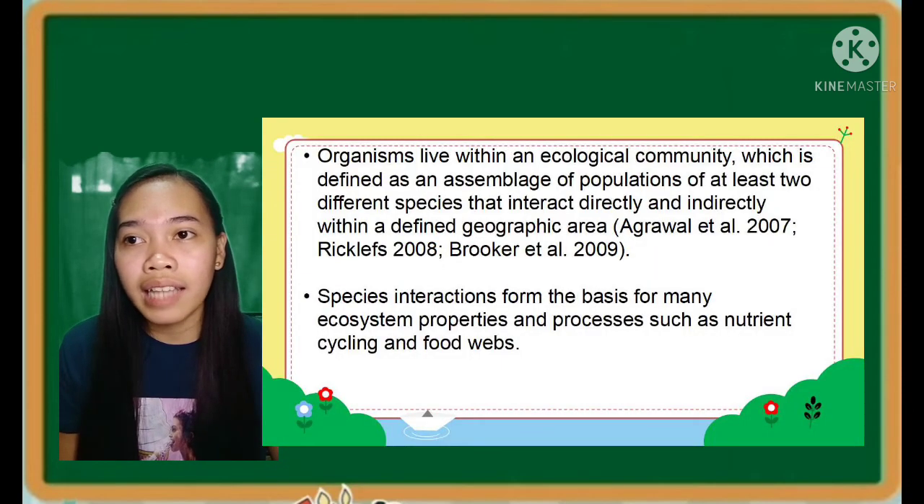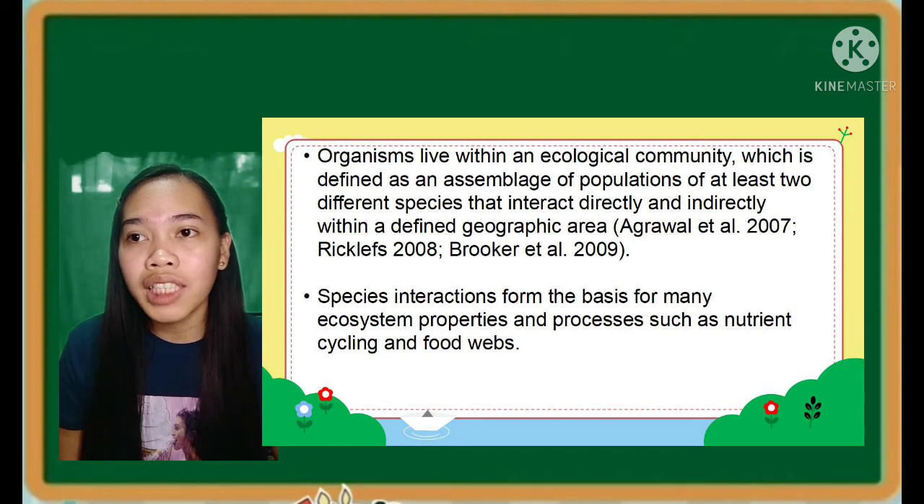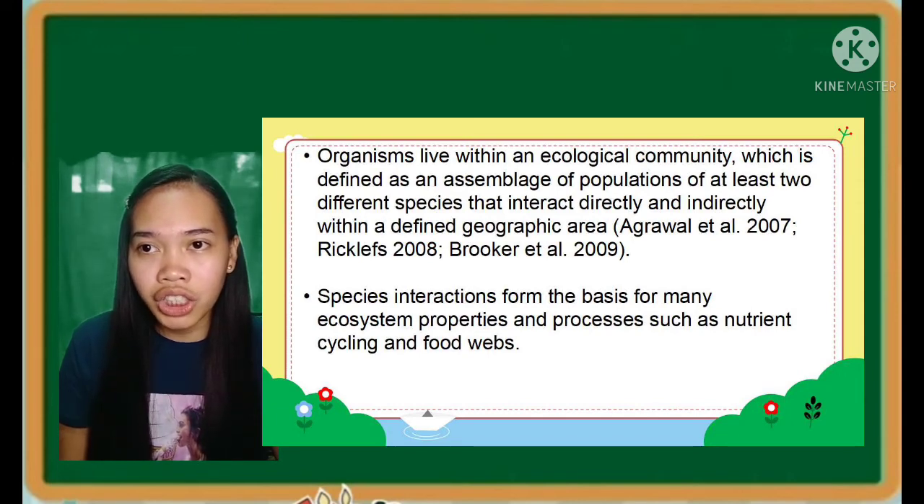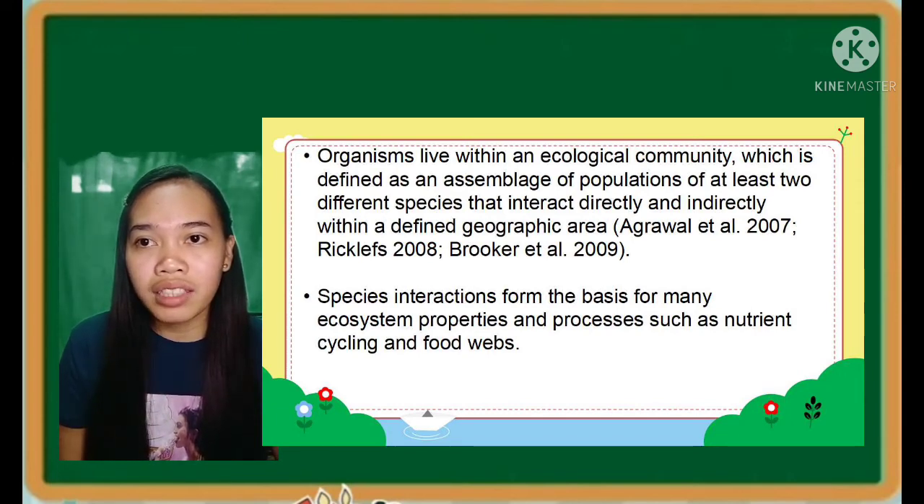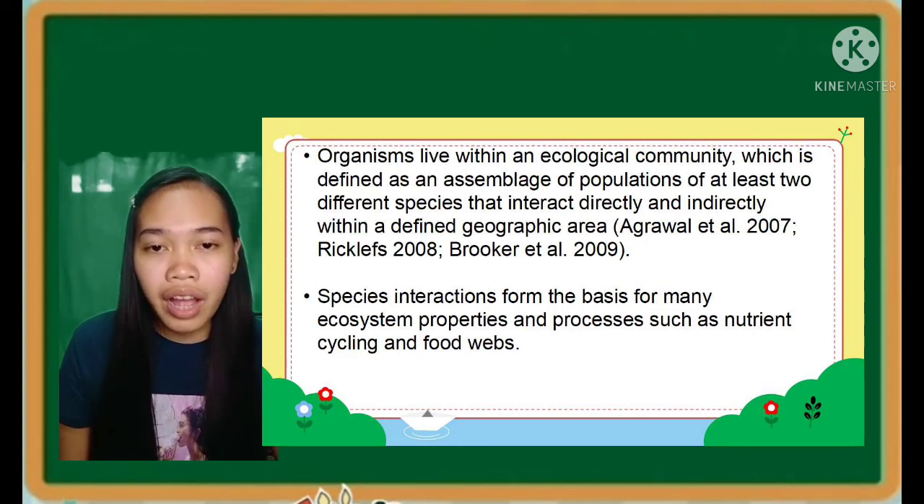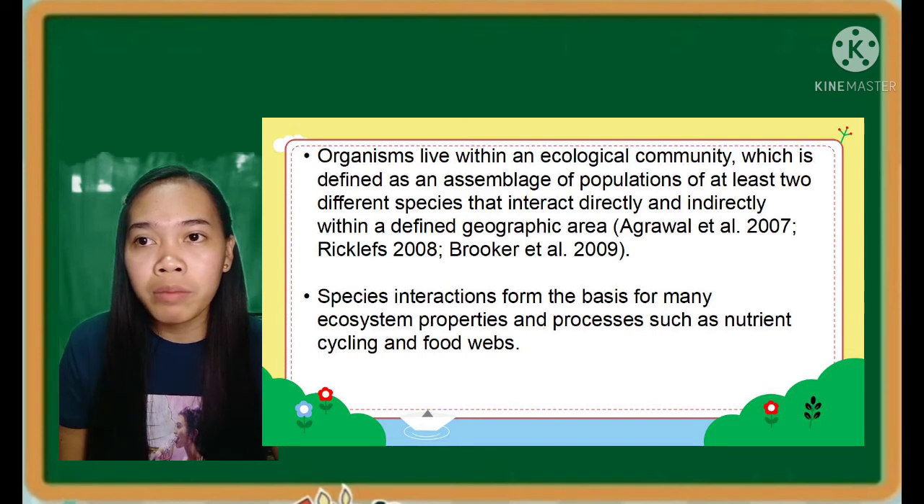According to Agrawal et al. 2007 and Recliffs 2008, Brooker et al. 2009, organisms live within an ecological community, which is defined as an assemblage of populations of at least two different species that interact directly and indirectly within a defined geographic area. Species interactions form the basis for many ecosystem properties and processes such as nutrient cycling and food webs.